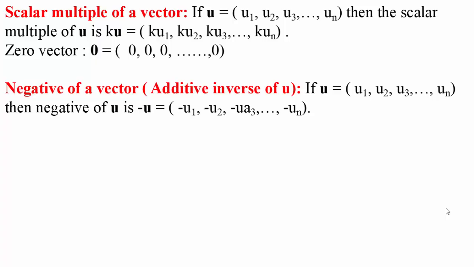Now negative of a vector. The negative of a vector is also called the additive inverse of the vector. If u is a vector, then its additive inverse is denoted by minus u. If the vector u is u1, u2, u3, so on un, then negative of u is defined as minus u1, minus u2, minus u3, so on minus un. That means multiply every tuple by minus 1.